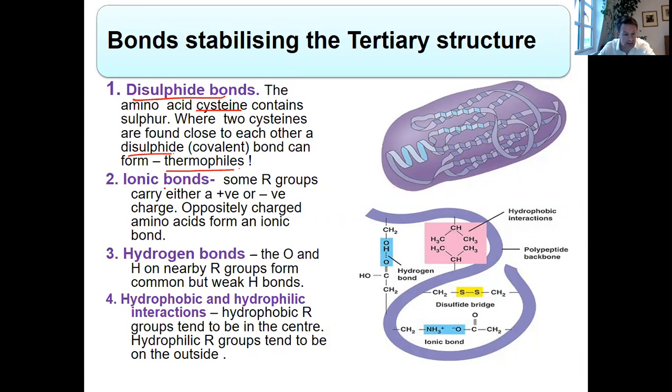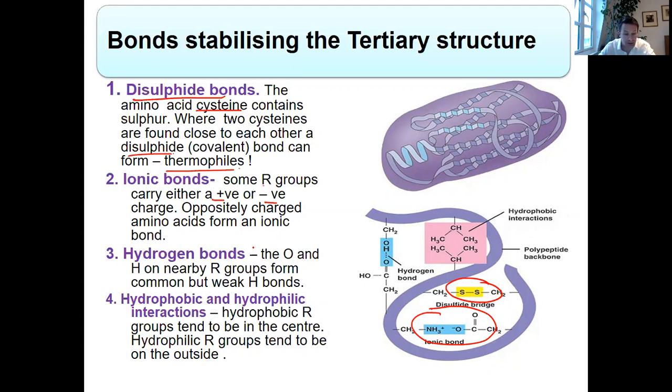Now, ionic bonds, this is where you have a bond between a positive and a negative charge. So here we've got an ionic bond forming here between these two R groups. We've got a disulfide bond or a disulfide bridge between two cysteines.